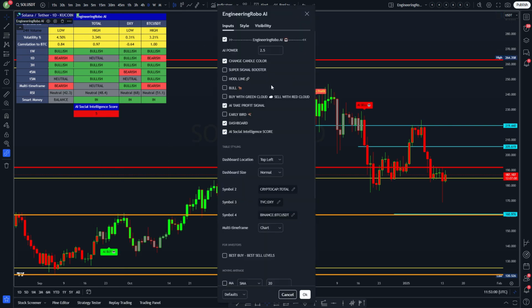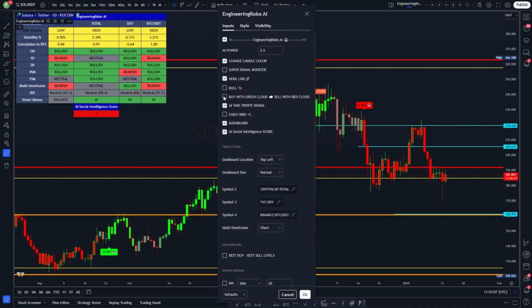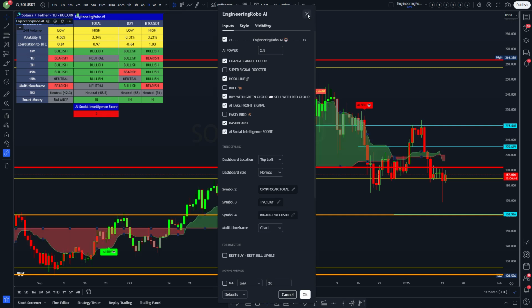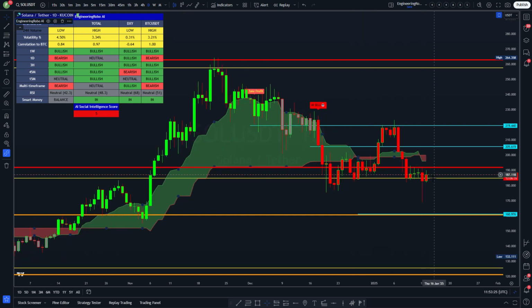Whilst we're on Solana, I'd like to have a look at the hodl line and the clouds as well. Both of these give me an indication of what price is doing in terms of other parameters of this indicator. So I think there's a bit of an issue with the hodl line. I'll raise that with the authors of the indicator.